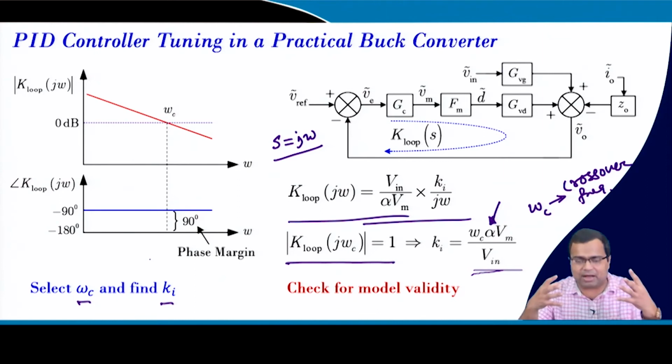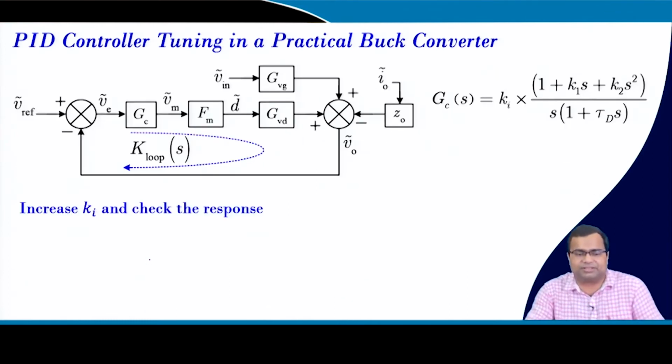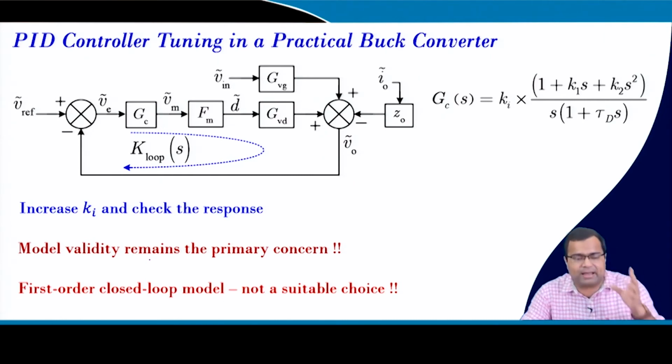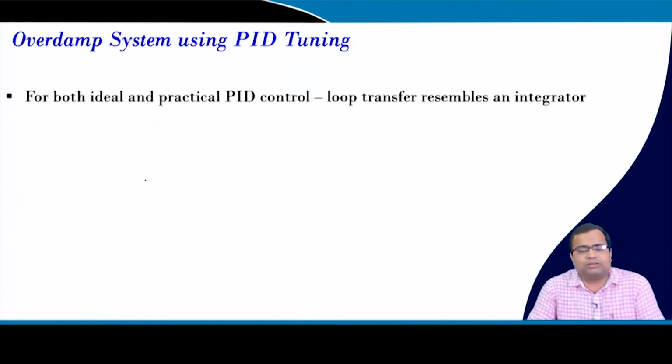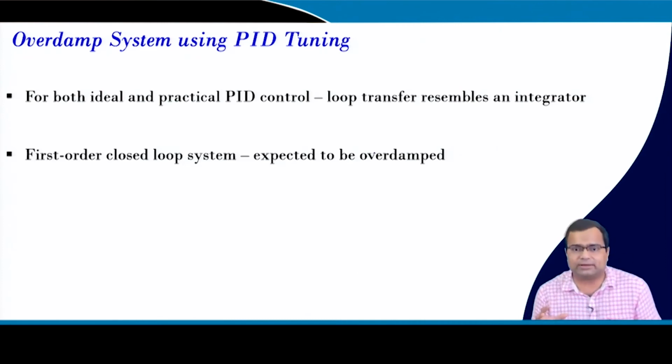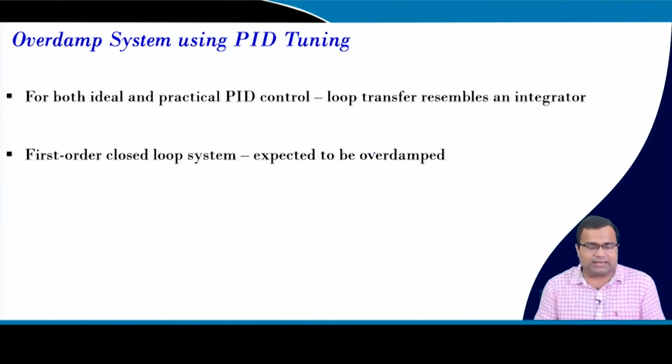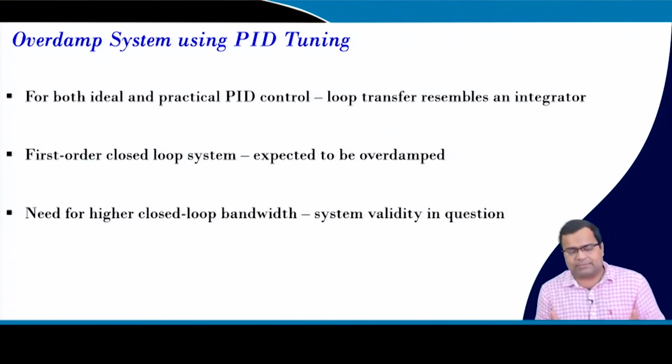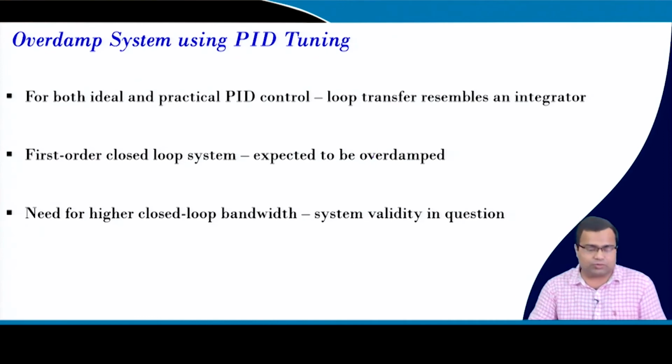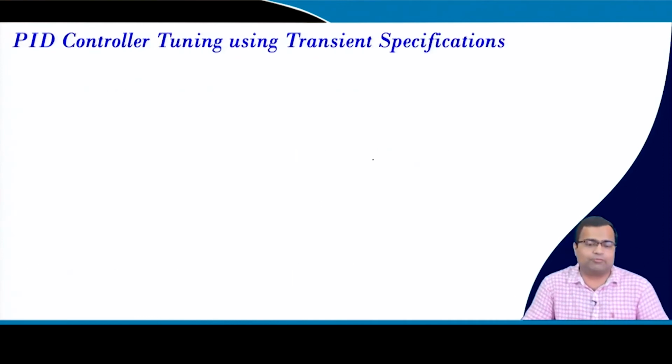So, whether you take an ideal buck or a practical buck, with a PID controller, if you want to compensate and obtain a first order model, it is not sufficient. If we increase the bandwidth, the model validity is a concern. So, a first order closed loop model is not a suitable solution. Both ideal and practical loop transfer functions actually resemble an integrator. The first order closed loop system is expected to be overdamped, and that we got from the small signal model. But if we want to increase the bandwidth a little bit, the system validity remains in question. So, an alternative solution needs to be found.